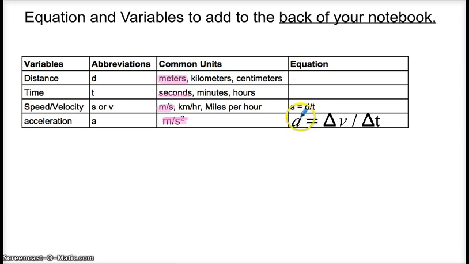So our equation is going to be acceleration is equal to the change in velocity divided by the change in time. These are the two things that you will be given on the test. You do not have to memorize this. But you do need to know what all of this is. You need to know what the abbreviations are. You need to know what the units are going to be so you understand how to use these equations. All right, so let's go ahead and see how this is all going to work out.